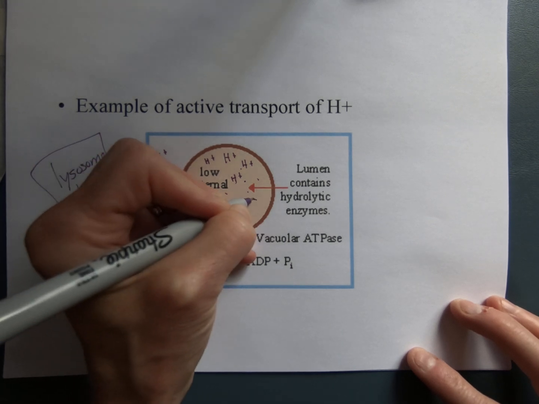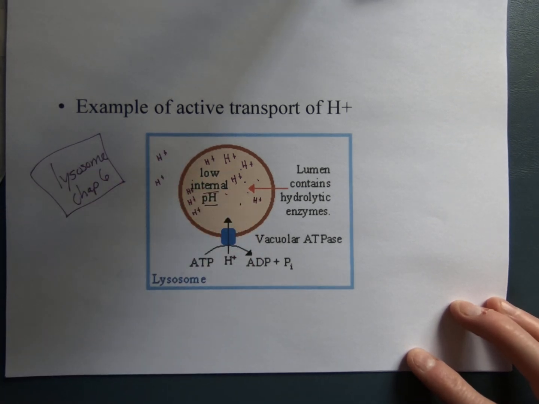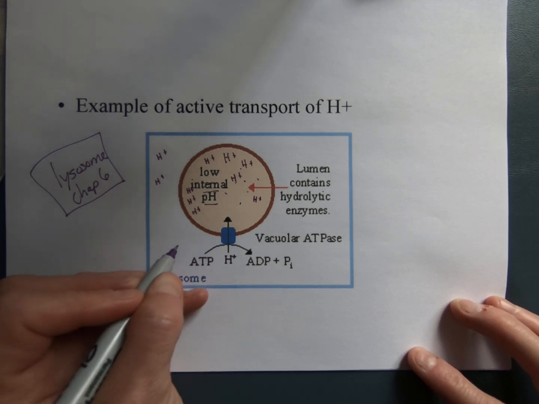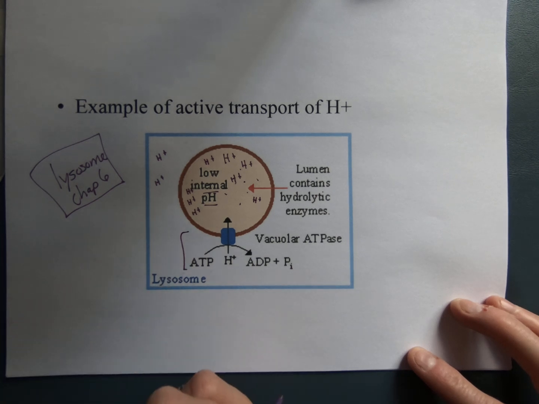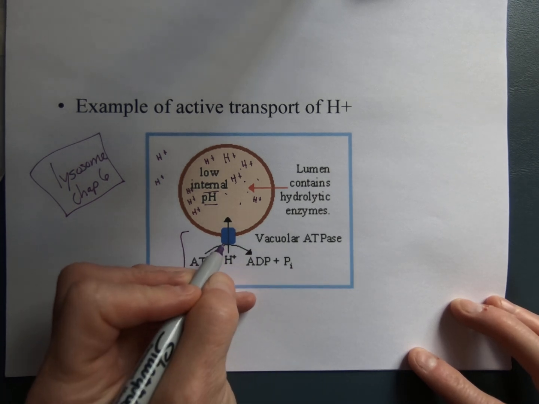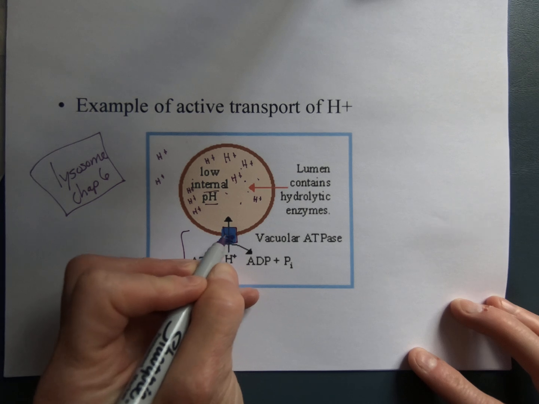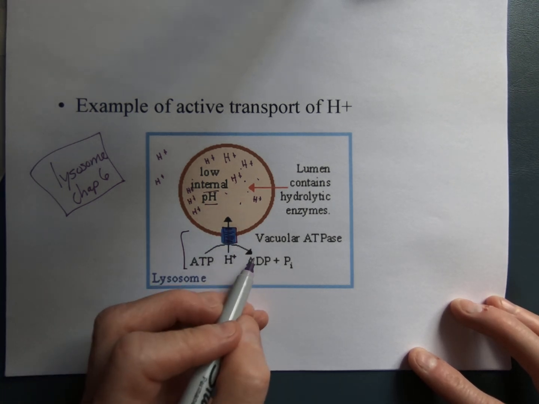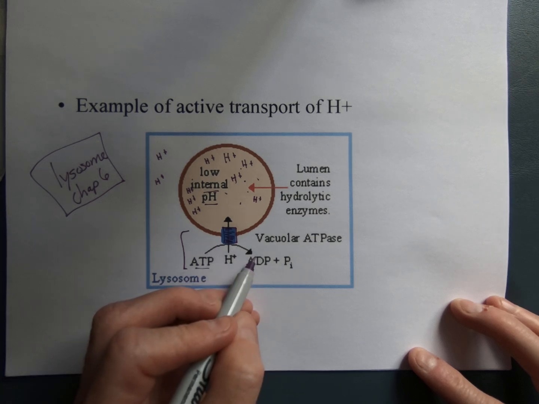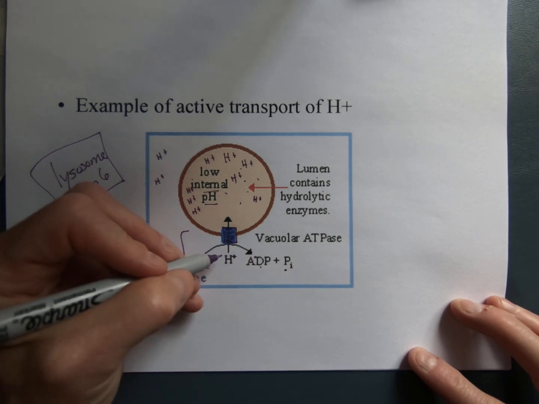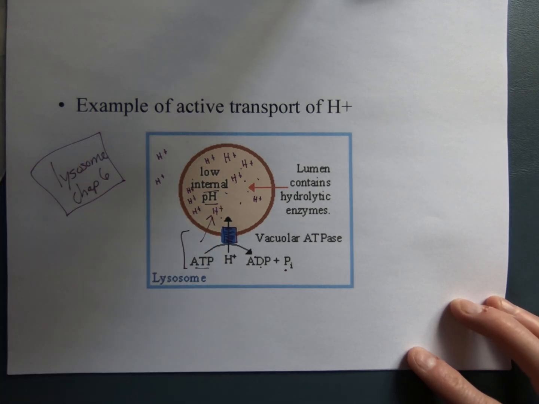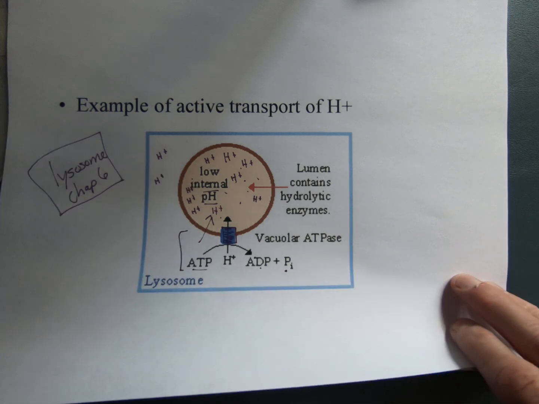How do those protons get in here? Welcome to active transport. In this picture, we've got a picture of active transport happening. Okay, protons are being pumped across the membrane through a transport protein, shown there in blue, and that requires ATP. So ATP is being broken down into its components as protons are being pumped into this lysosome. That's a nice example of active transport.